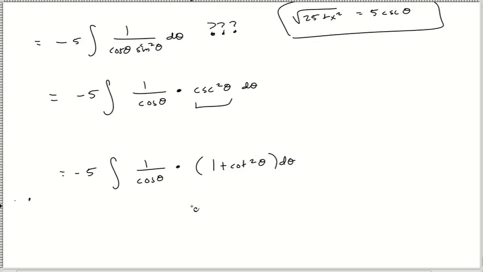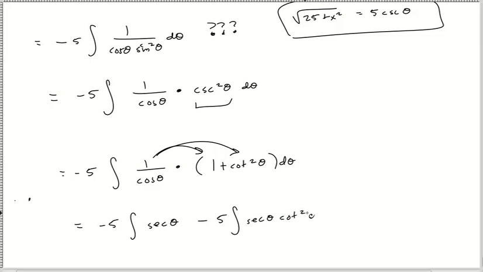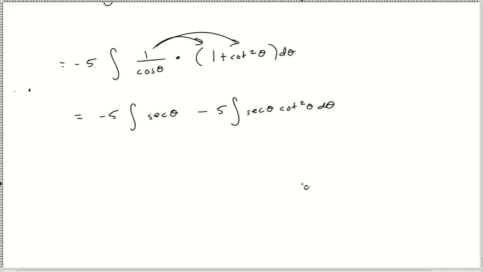All right, so that's what I did. And now I'm going to distribute that to both of these. Hopefully this will, I don't know, help. So I got secant theta by itself, and now I've got a secant theta, and then I've got this cotangent squared theta. Again, you might be thinking, well, that doesn't help at all. Well, you're right. So maybe there's something to it.